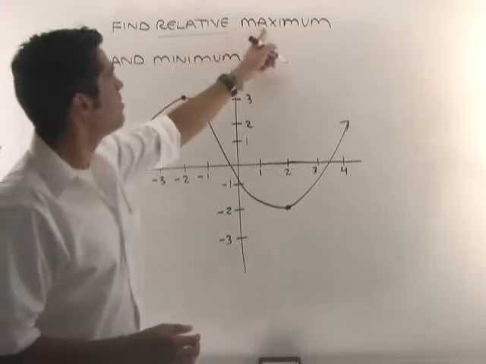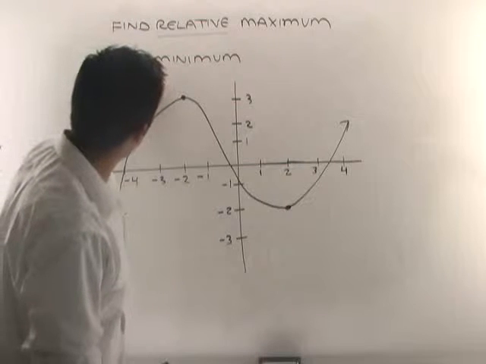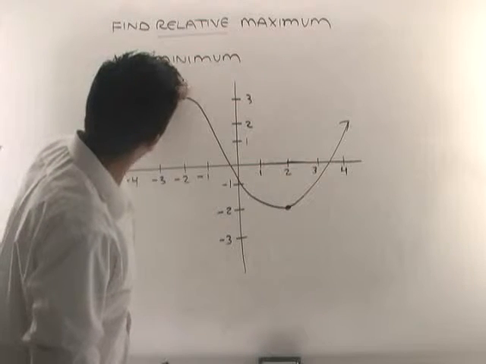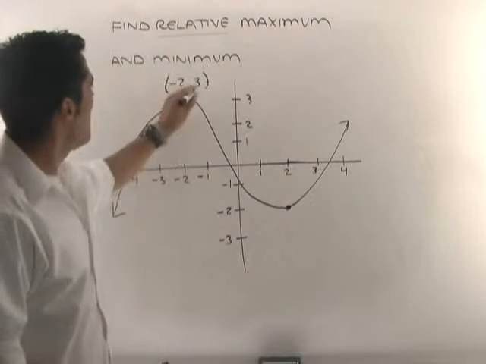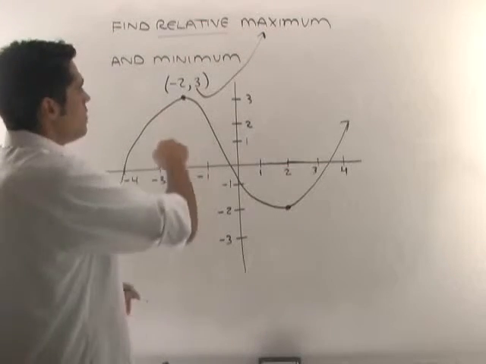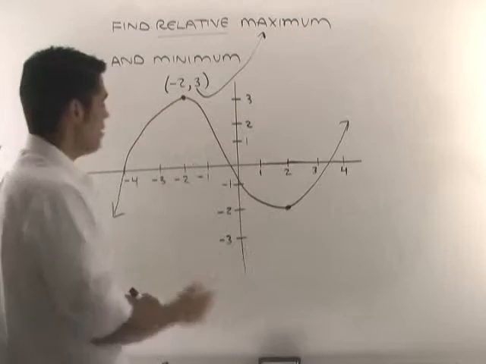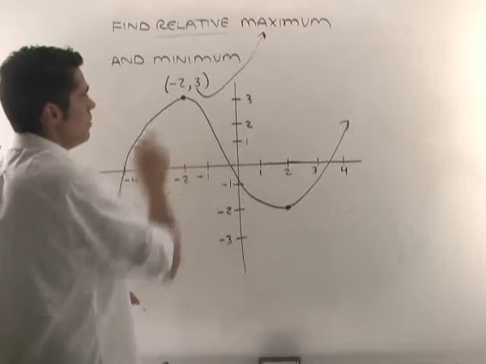Now, the actual maximum, the relative maximum, is not the point, even though we can see this is the point -2, 3. The relative maximum is actually the value of the y-coordinate. So we would say that the relative maximum of this function is 3. And where does it happen? It happens at the x value of -2.